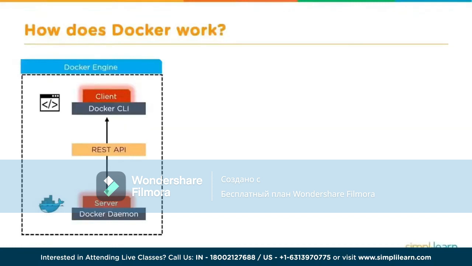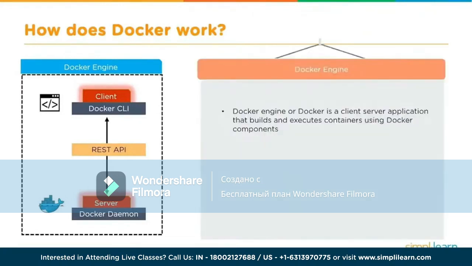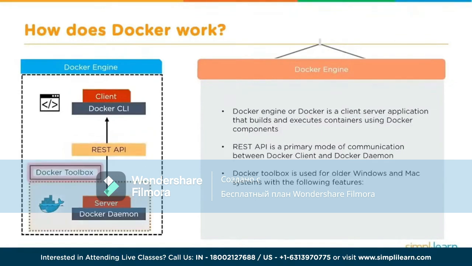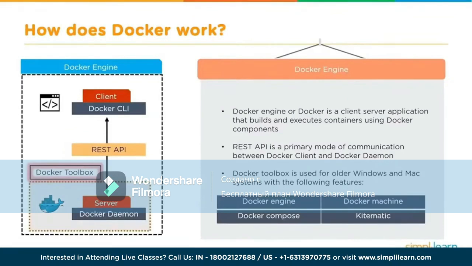So there is what's called a Docker engine. The Docker engine is really comprised of two key elements. You have a server and a client, and the communication between the two is via a REST API. The server, as you can imagine, has the instructions that are communicated out to the client and instructs the client on what to do. On older systems, you can take advantage of the Docker Toolbox, which allows you to control the Docker engine, Docker Machine, Docker Compose, and Kitematic.